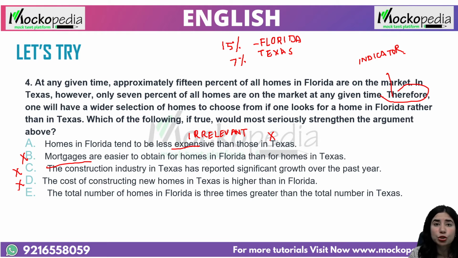Now, this is the beauty of the elimination process. You have eliminated all the answer choices. Whatever remains shall serve as the right answer. So the total number of homes in Florida is three times greater than the total number in Texas. So that clearly shows that you have more options available for the buyers. So we will go for E as the final answer, right? So you can quickly re-go through the question and then we proceed further.